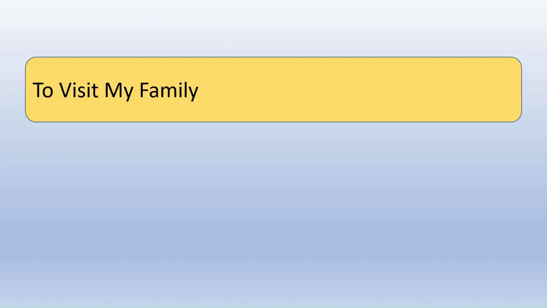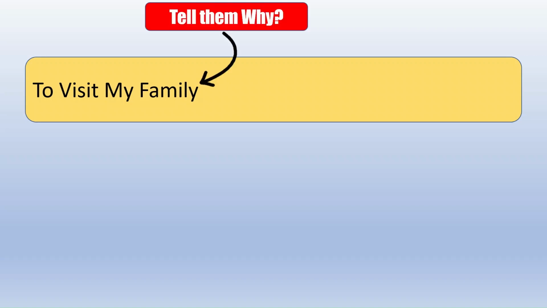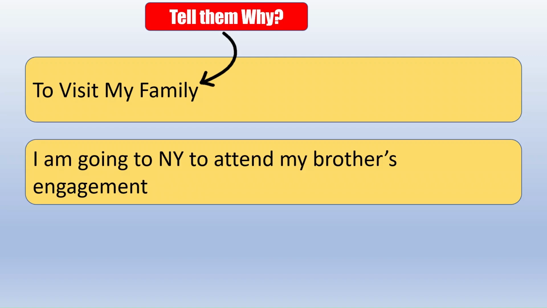So it is important that you clear his doubt. You need to tell them why you want to visit your family. It is very important. So your answer could be something like this. Now when he asks you what is your purpose of visit, you are telling them that you are going to New York. You are telling them that there is an occasion why you are going there. There is an engagement of your brother. So this is a well thought out response, and this will increase the likelihood of you getting your US visa.